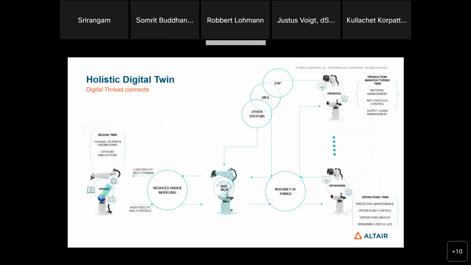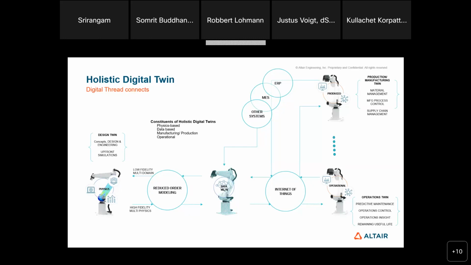A holistic one is supposed to have a lot more information embedded into it, and it's supposed to connect to various silos of information, various departments where it collects information from. It will have information about the concept design, the detailed design, the simulations, both low fidelity and high fidelity, reduced order modeling. It'll have data about other systems like MES, ERP, manufacturing, and obviously, coming to the operations, the operational data collected through the sensors and various other means.